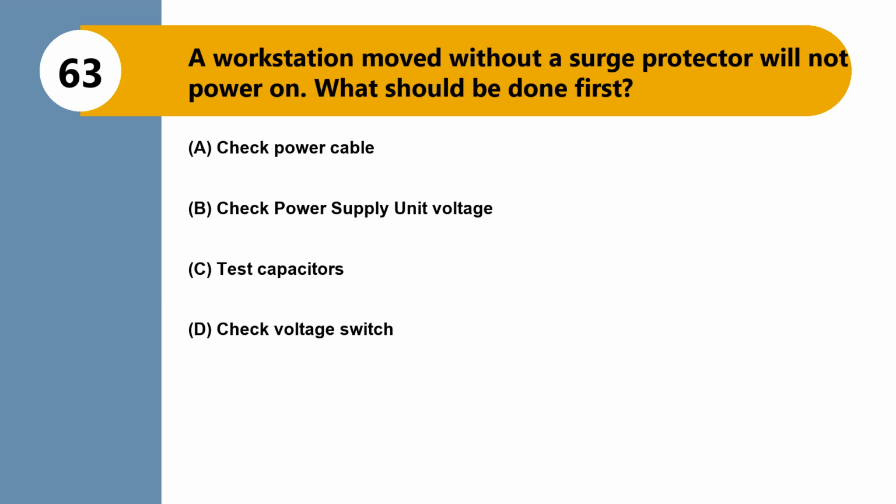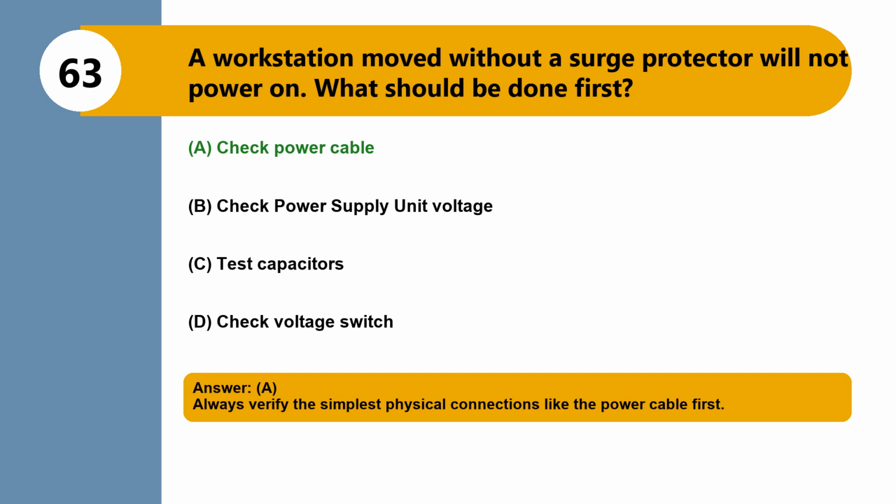Question 63. A workstation moved without a surge protector will not power on. What should be done first? Option A, check power cable. Option B, check power supply unit voltage. Option C, test capacitors. Option D, check voltage switch. The correct answer is option A, check power cable. Always verify the simplest physical connections like the power cable first.